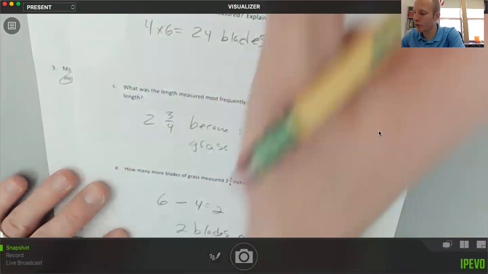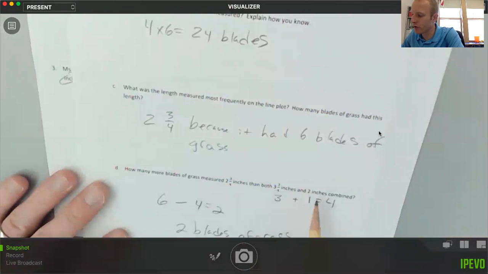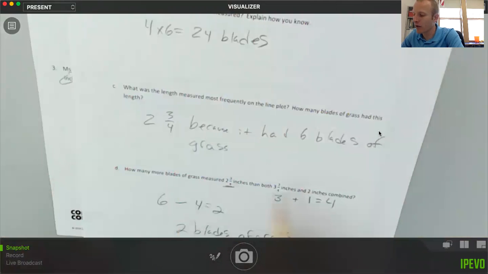So there, you need to be able to really read the problem closely and understand what they're asking you. They're not asking you about actually subtracting 2 3/4 and 3 3/4. They're saying, how many blades of grass were this long? There were 6. How many blades of grass were this long? 3. How many blades of grass were that long? 1. Pay close attention to what you're actually being asked in these problems.